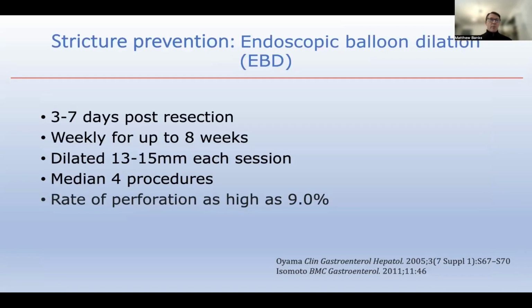Starting with endoscopic balloon dilatation, most studies have suggested that you start between 3 and 7 days after resection, and then undertake weekly dilatations up to 8 weeks. The starting and finishing diameter suggested for each dilatation session is between 13 and 15 millimeters. On the whole, most patients achieve a reasonable response with a median of 4 dilatations, although more complex strictures may take up to 20 dilatations.